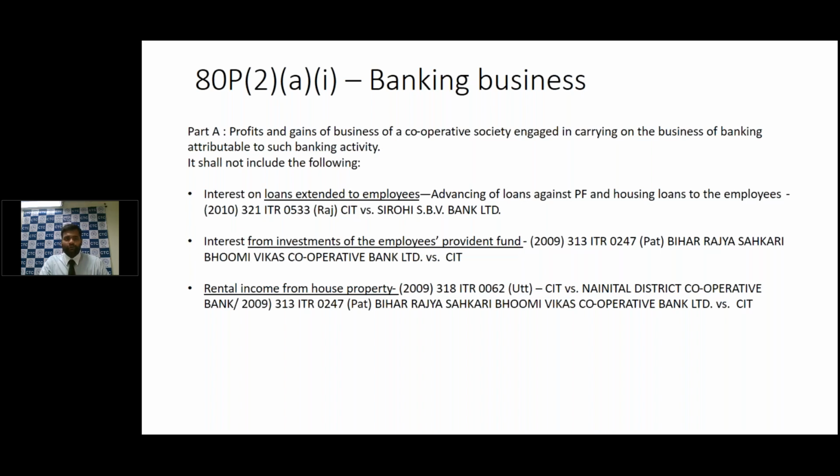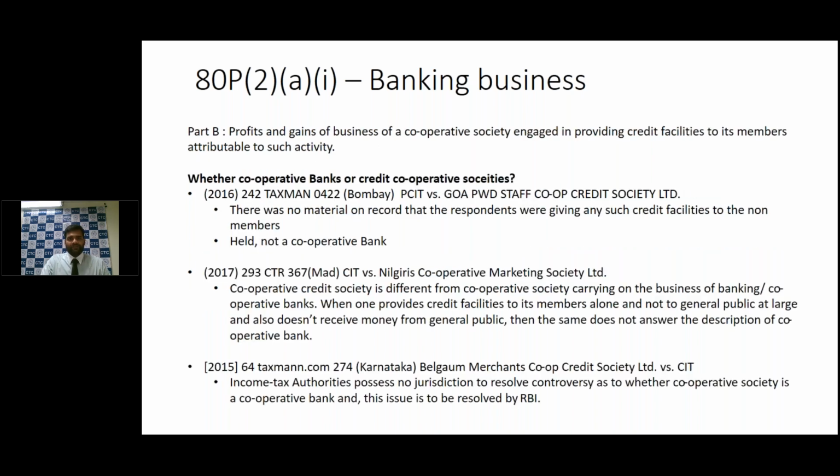This we have completed with 80P(2)(a)(i): income, profits and gains of business of a cooperative society engaged in carrying on the business of banking, the first part of 80P(2)(a)(i). However, as we have already discussed, 80P(2)(a)(i) deals with two parts. One is income from banking business and the other is income of a cooperative society engaged in providing credit facilities to its members attributable to such activity. This has been the subject matter of various litigation. The first and foremost litigation is about the applicability of Section 80P(4). 80P(4) specifically excludes application of Section 80P(2) to cooperative banks.